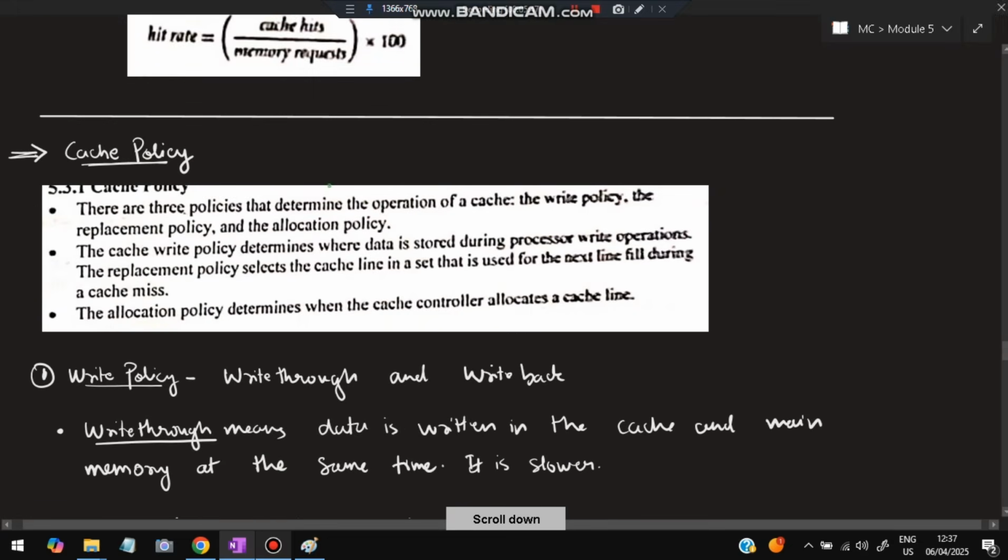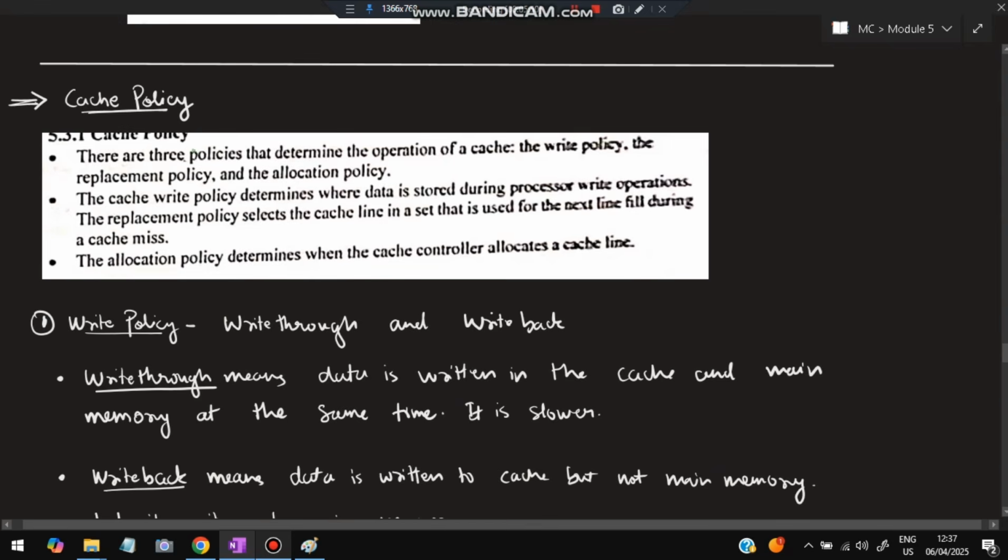The last topic is the cache policy. Cache policy means what? Now we have discussed the cache, but policies are also there.